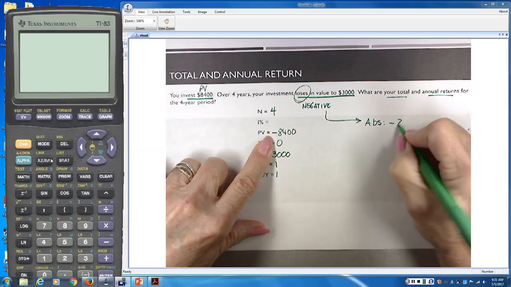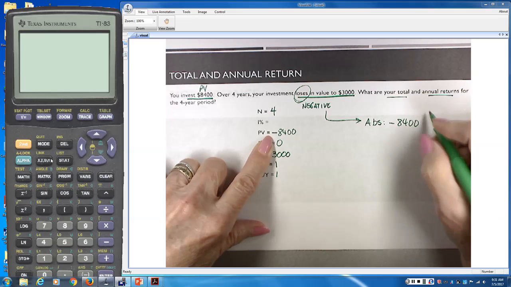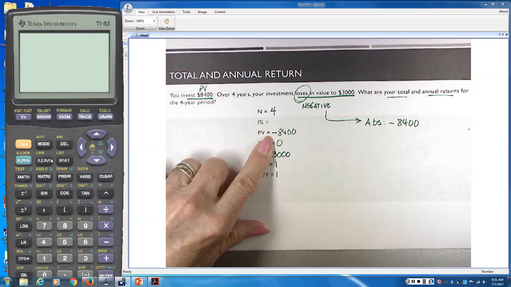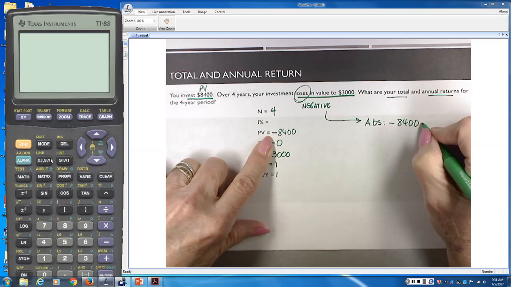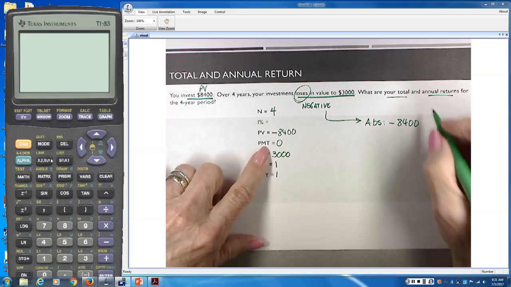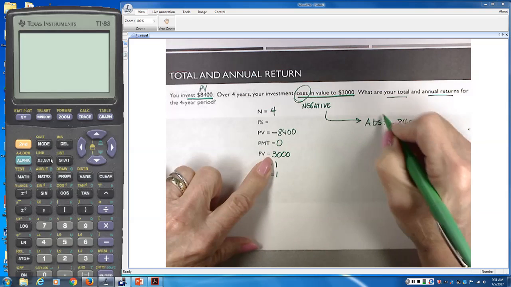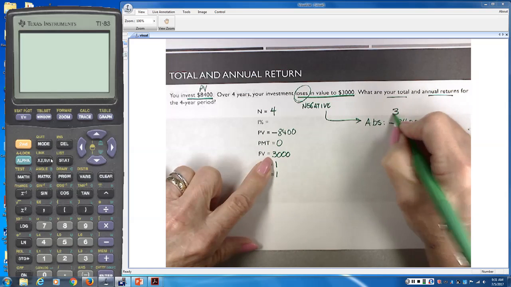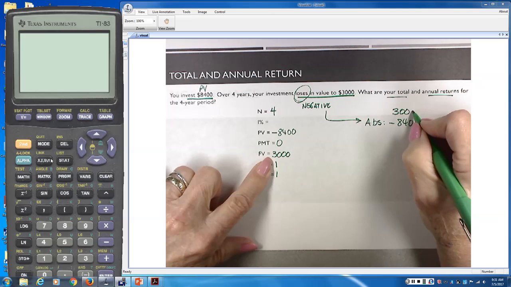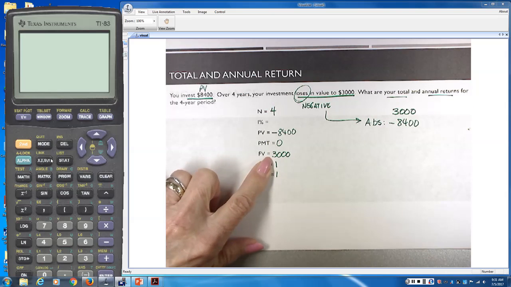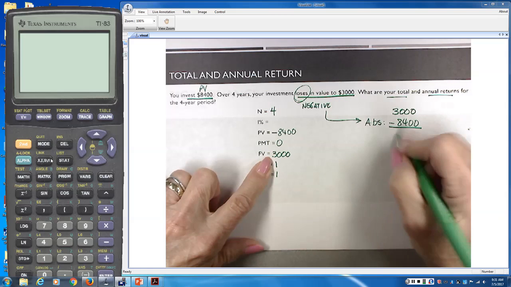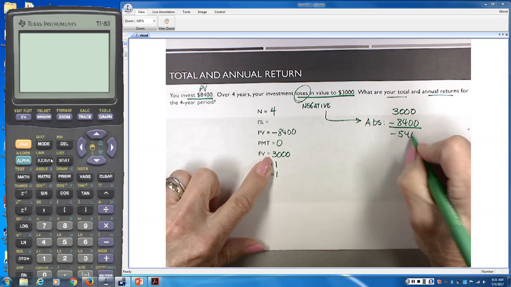So it's negative 8,400 still, because that's what you paid out. But if this needs to be negative, that's going to need to be 3,000, right? So your loss is actually negative 5,400.